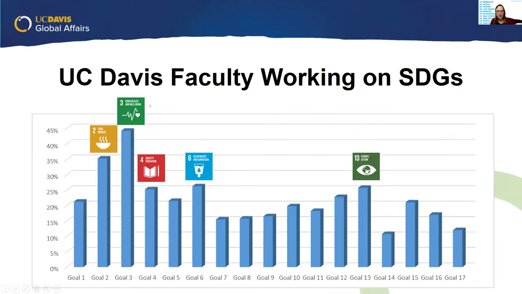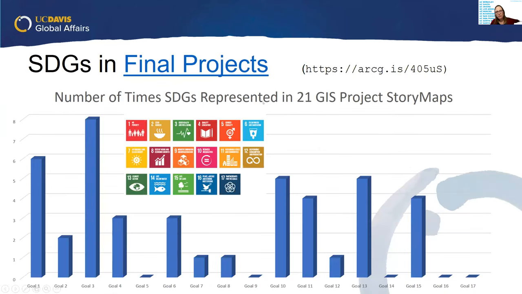We did a faculty workshop, and these are the sustainable development goals that our faculty seem to be most engaged with. And then I'm going to go to where my students did final projects on the sustainable development goals. The main ones were goal 3, which is good health and well-being, goal 10, which is reduced inequalities, and then climate change and life on land are kind of the ones that stood out.